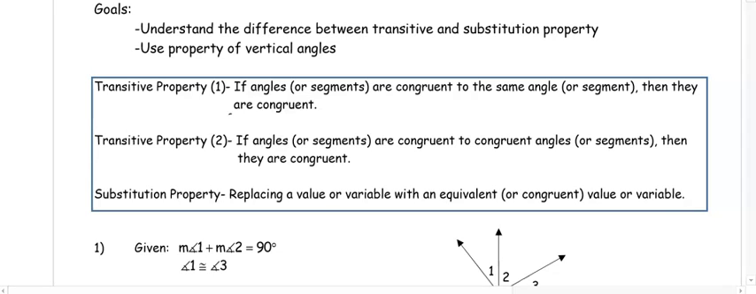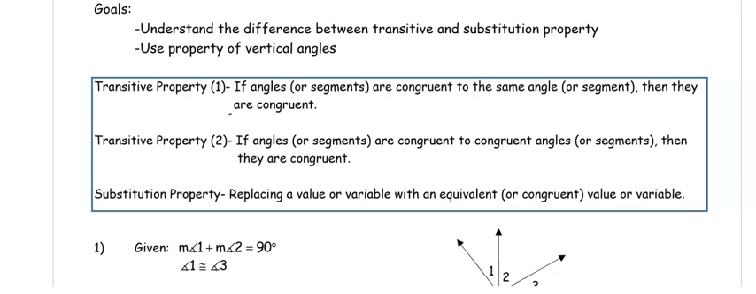This video is about understanding the difference between transitive and substitution property and using the property of vertical angles. So we have three properties. There are two transitive properties and one substitution property. So the transitive property: if angles or segments are congruent to the same angle or segment, they are congruent.